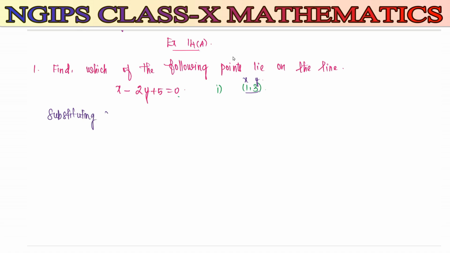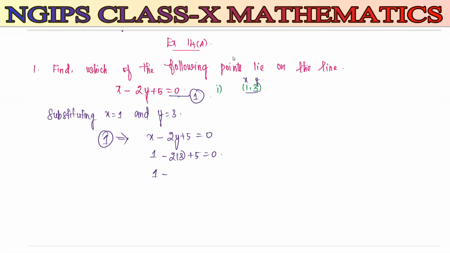Substituting x is equal to 1 and y is equal to 3 in equation 1, x minus 2y plus 5 is equal to 0. So x value is 1, minus 2 into y value 3, plus 5 is equal to 0. When you substitute in the left hand side, you have to get the right hand side value. So 1 minus 2 threes are 6, plus 5. When you add 1 plus 5, the value is going to be 6.